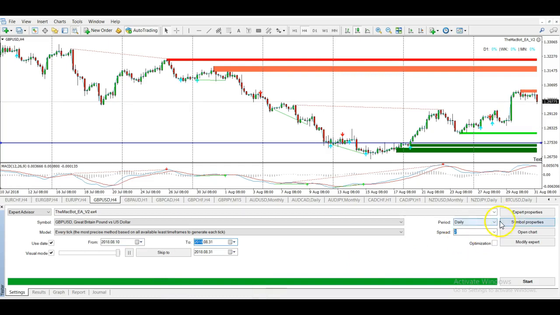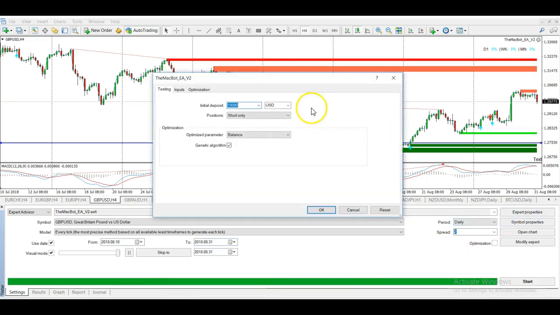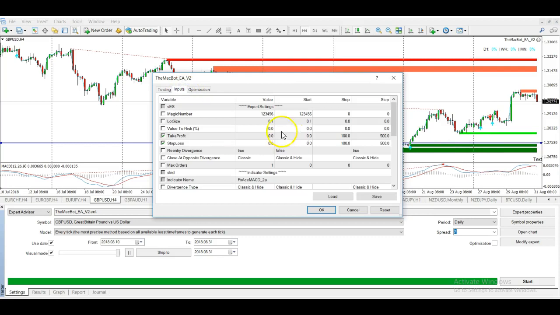Okay, go to expert property settings. We're looking to go long only. Remember, we're at a weekly price zone the Price Pro indicator has identified for us. We are lot size 0.1. Now take profit and stop loss: I have this off because I'm looking to let the MACD take me out on an opposite classic divergence.